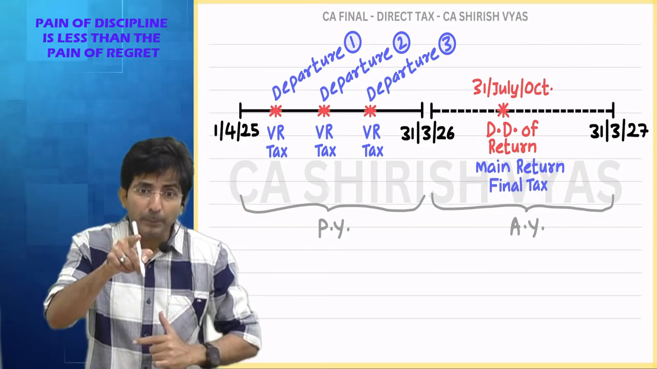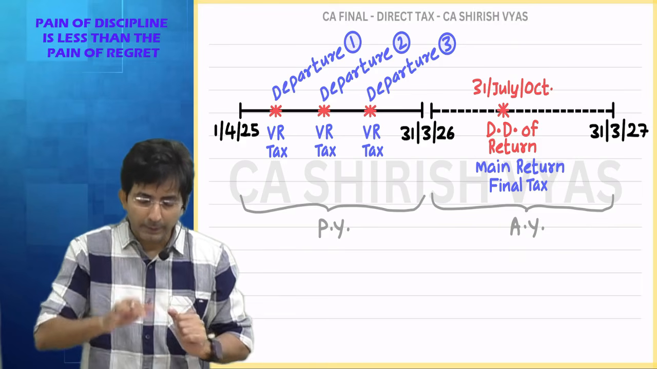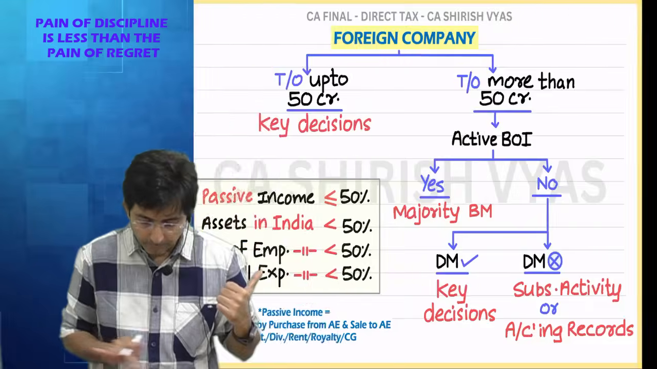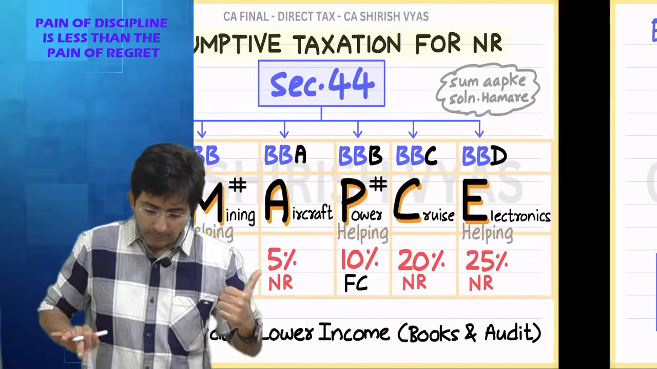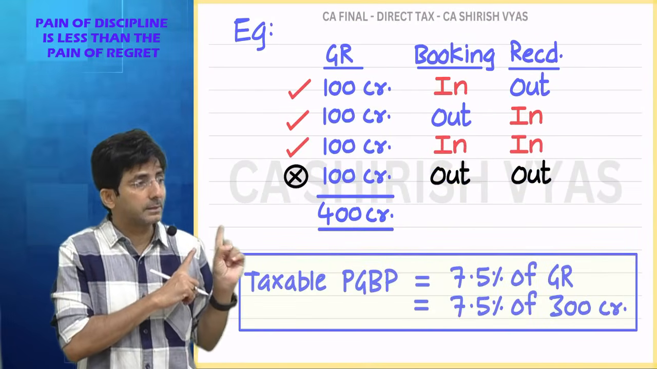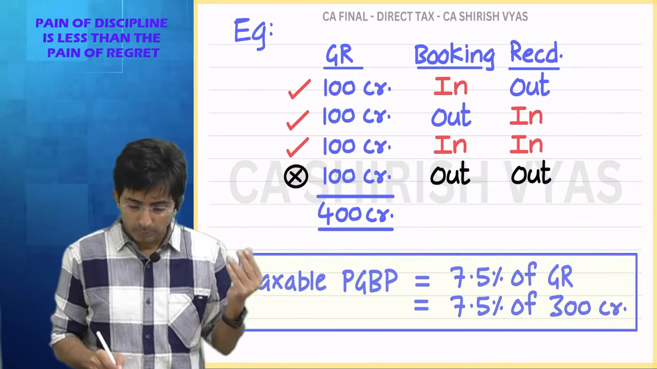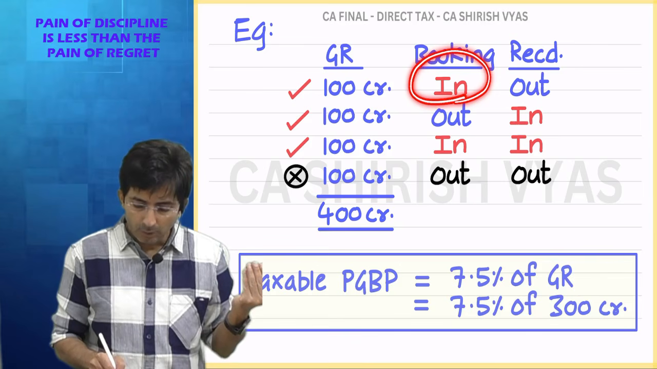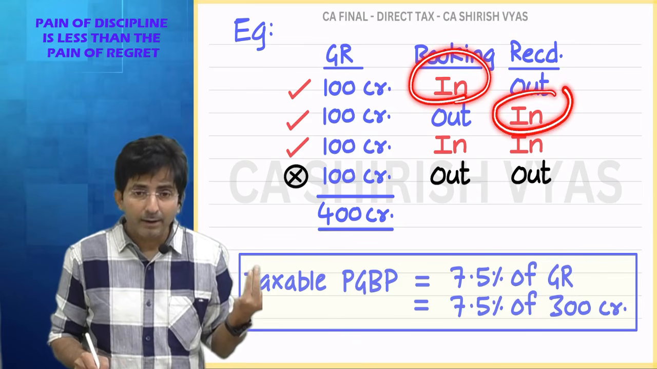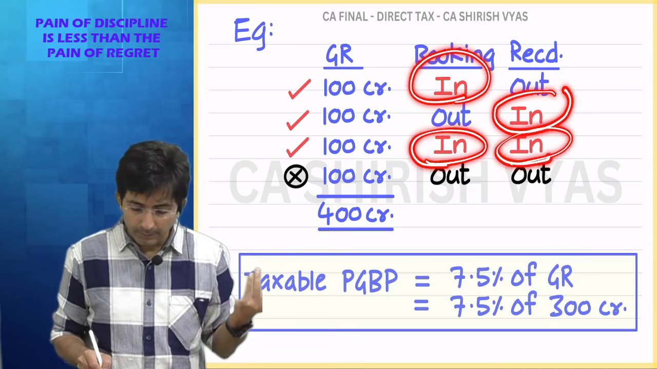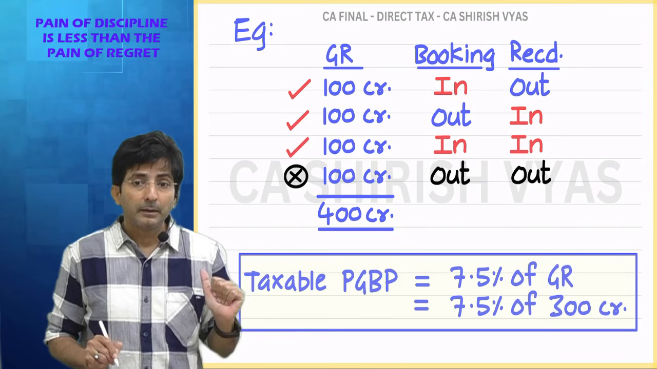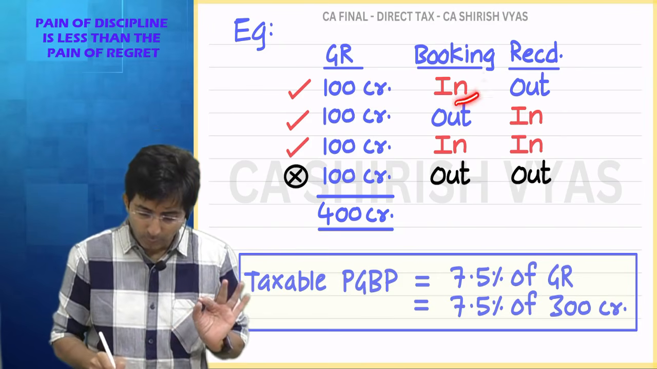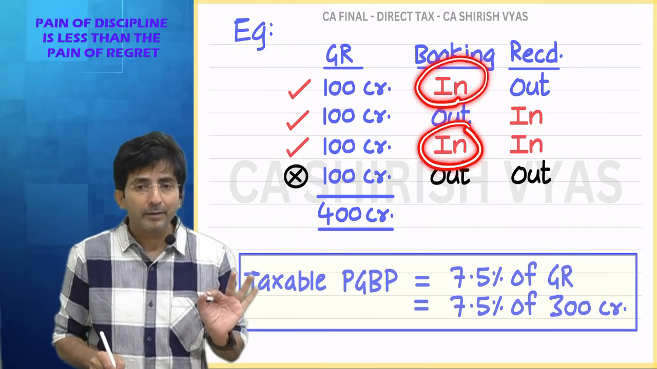And in PGBP, how will the working come? You know, like this. See, wait, where is that 44B? In main return, you will show like this. What? Bookings in India or received in India or both in India. You will show everything. That is in the main return. But in voyage return, you have to show only bookings in India.